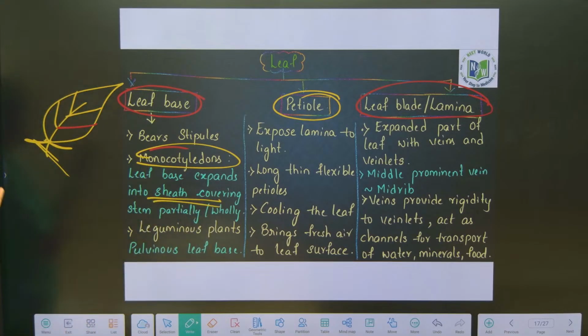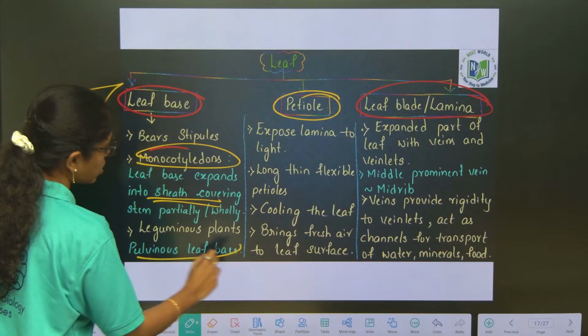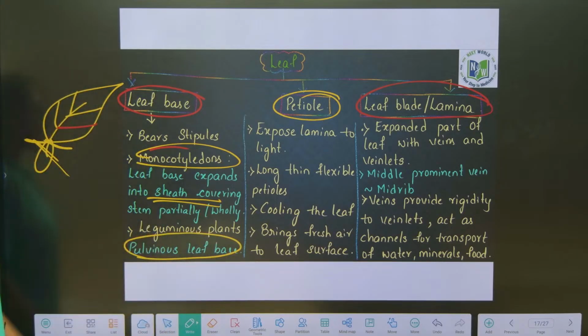This covers the stem either partially or wholly. In leguminous plants, you can see a swollen leaf base. That swollen leaf base is called as what? Pulvinous leaf base. Firstly, you are clear with leaf base, right? At the leaf base, what structures are present? Stipules are present. In monocots, the leaf base is completely covering the stem either partially or wholly. In leguminous plants, that is in Fabaceae members, the leaf base will be a pulvinous leaf base.